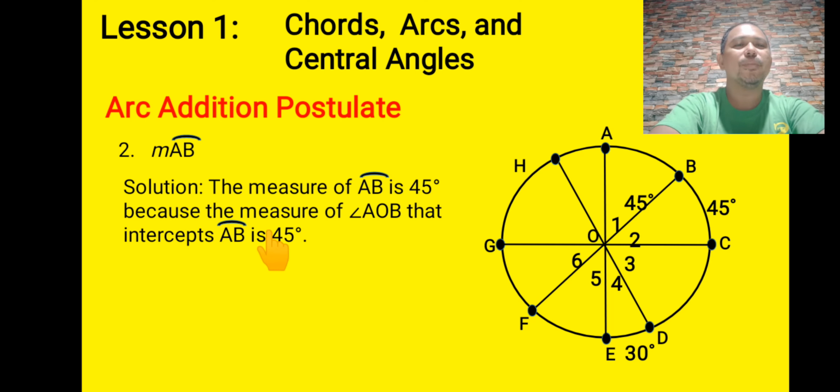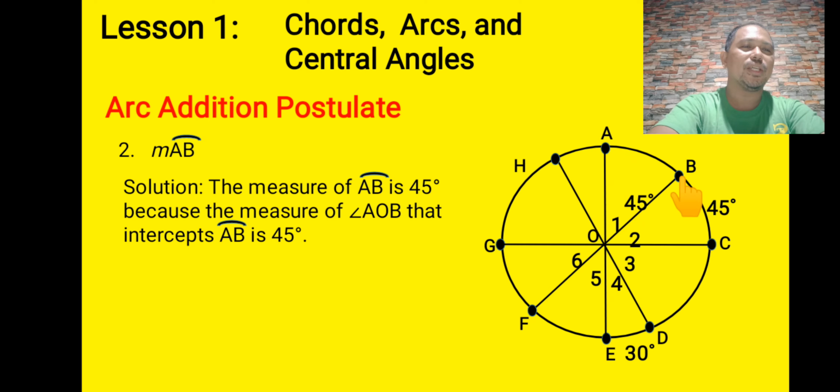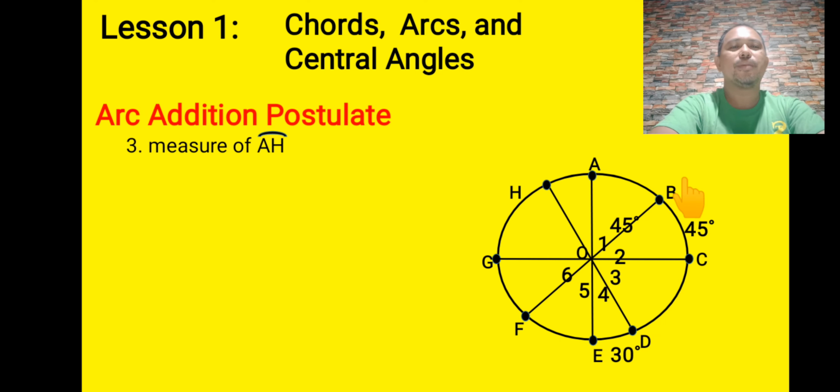Our answer is 45 because the measure of angle EOB that intercepts AB is 45. So this is the central angle EOB, which is 45. Then the measure of arc EB is also 45, as in the previous discussion about the intercepts. So the next number 3. What is the measure of this arc? Without giving a clue.